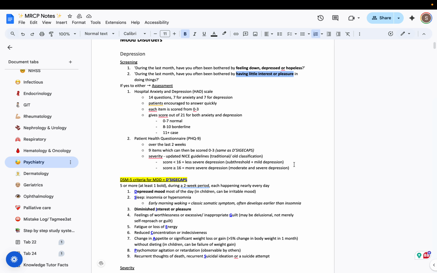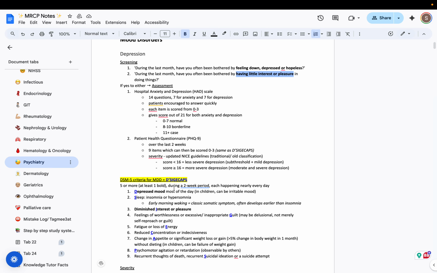There are 9 items, which are the DSM criteria for MDD. We remember them by D, SIG, E, CAPS. So depressed mood, sleep problems, either insomnia or hypersomnia or early morning awakening, I, diminished interest or pleasure.